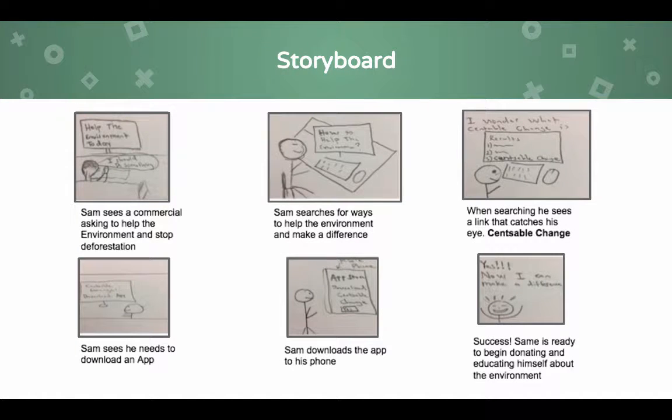So, we started with storyboarding after we did our initial analysis, and we came up with this simple storyboard. Sam sees a commercial asking to help the environment and stop deforestation. Well, then Sam searches for ways to help the environment and make a difference. When searching, he sees Sensible Change. He sees that he needs to download the app. And then from there, Sam downloads the app to his phone, and success! Sam is ready to begin donating and educating himself about the environment.